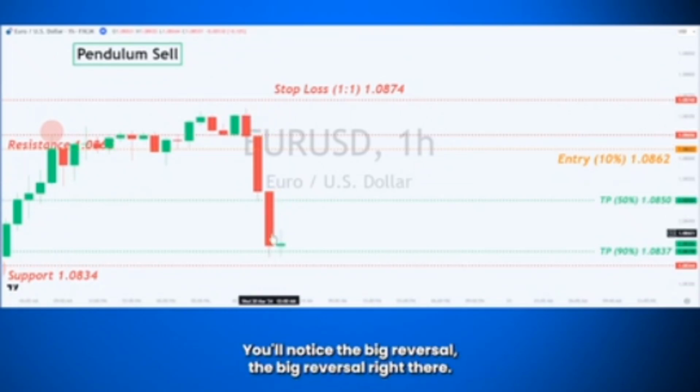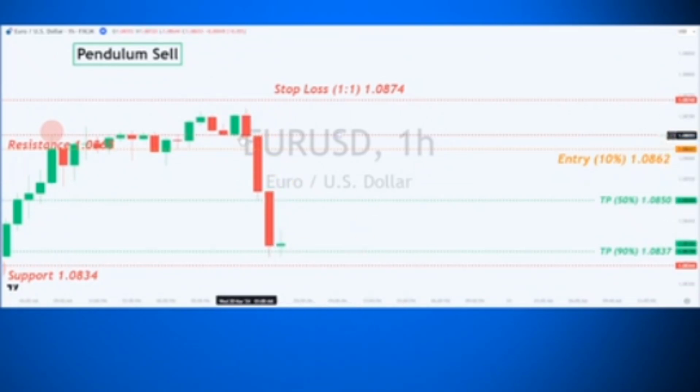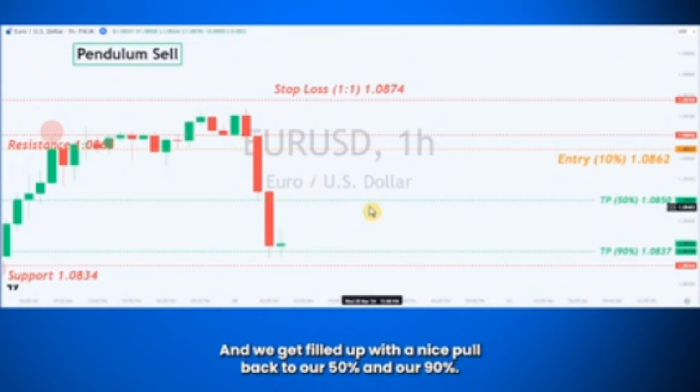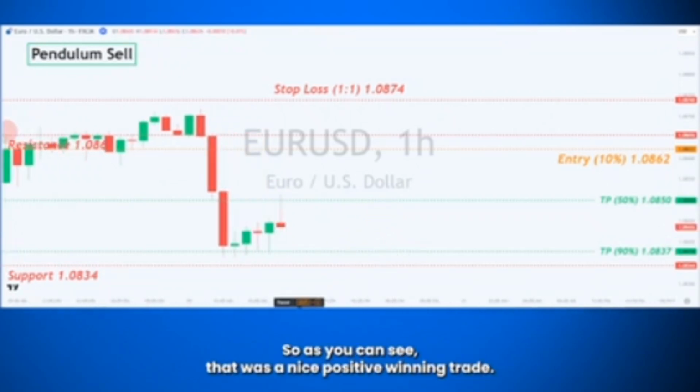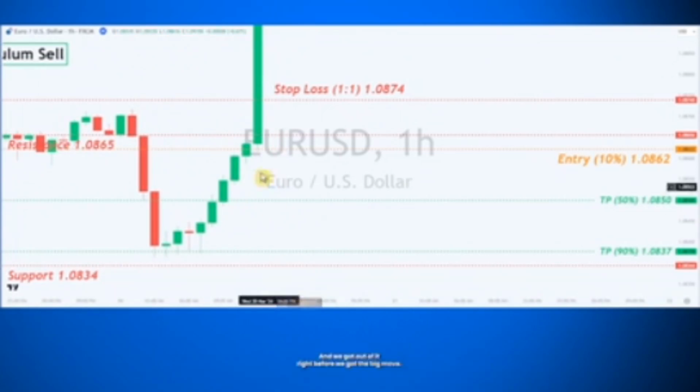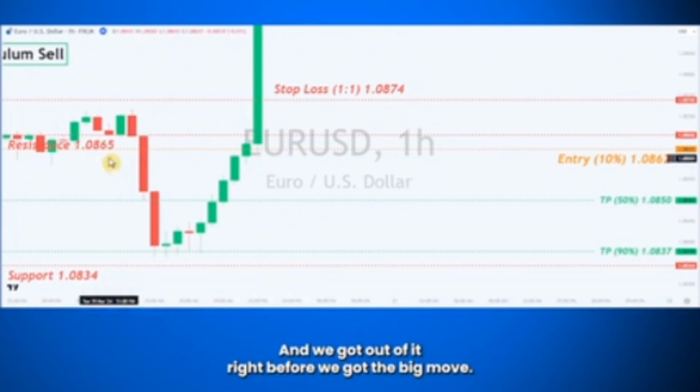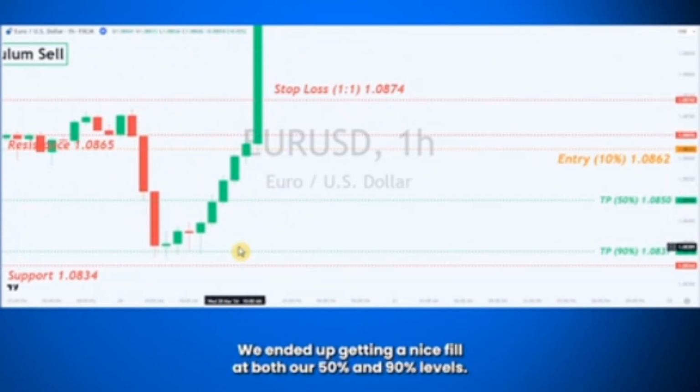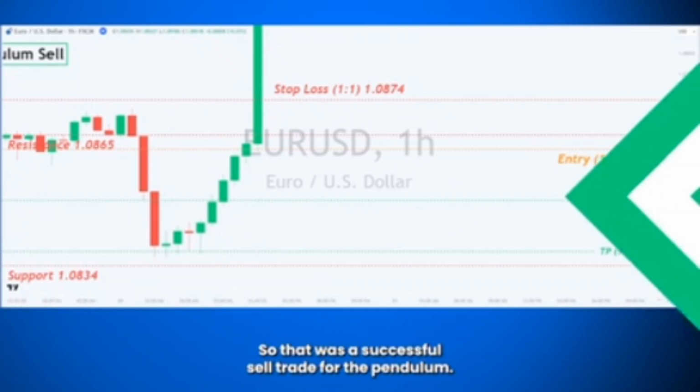You'll notice the big reversal right there, and we get filled up with a nice pullback to our 50% and our 90%. So as you can see, that was a nice positive winning trade, and we got out of it right before we got the big move. We ended up getting a nice fill at both our 50% and 90% levels. So that was a successful sell trade for the pendulum.